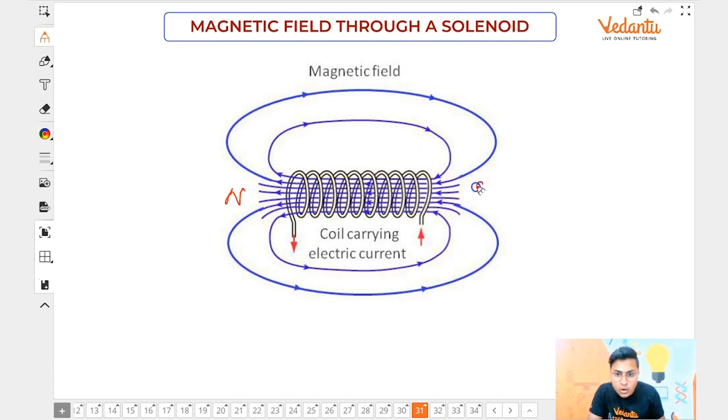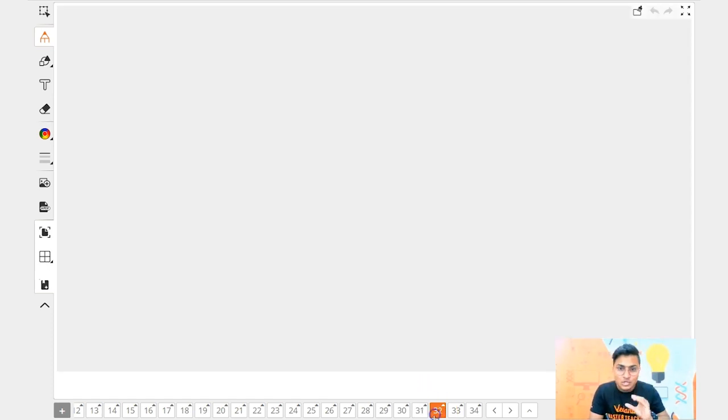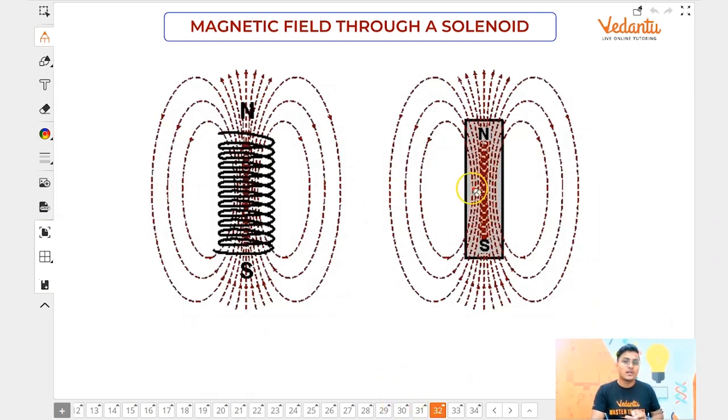From one part of the solenoid, all the magnetic field is going inside, hence that is the South Pole. So it just keeps on rotating like this. Now my dear students, the best thing to know is when I compare this particular picture with the picture of an actual magnet. This is an actual magnet, this is a solenoid.